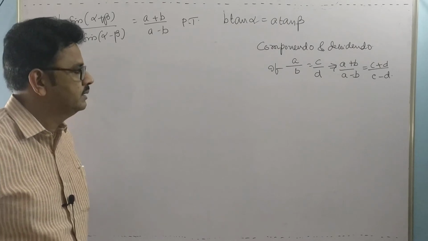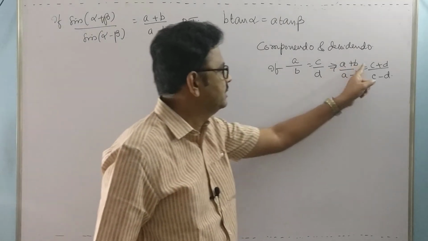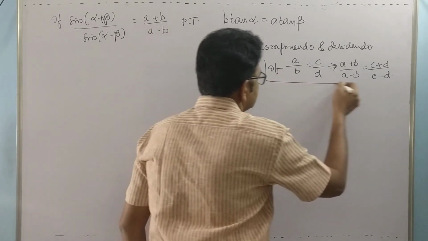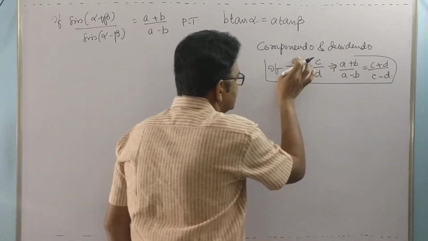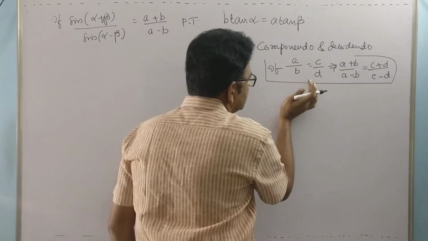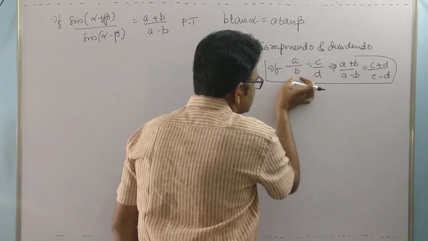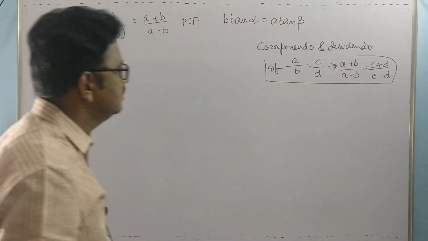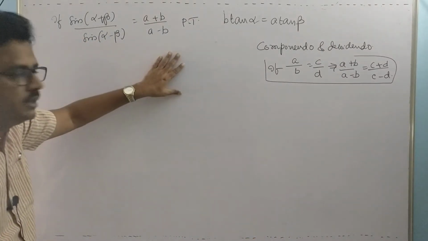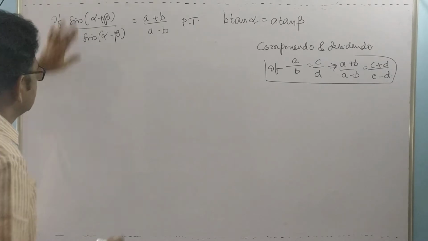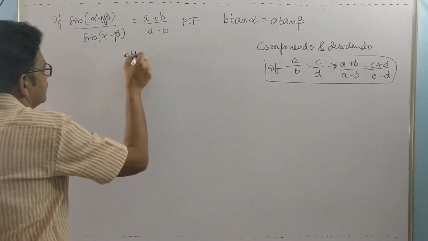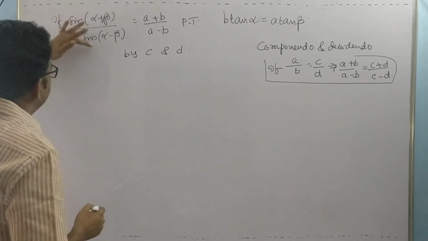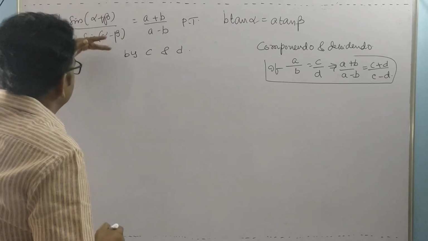Componendo and dividendo: A plus B by A minus B is equal to C plus D by C minus D. This is A by B equal to C by D. So the sum and their difference, by sum by their difference. This is called componendo and dividendo property. Now for this I am applying componendo and dividendo. So this is A, B. A plus B by A minus B.